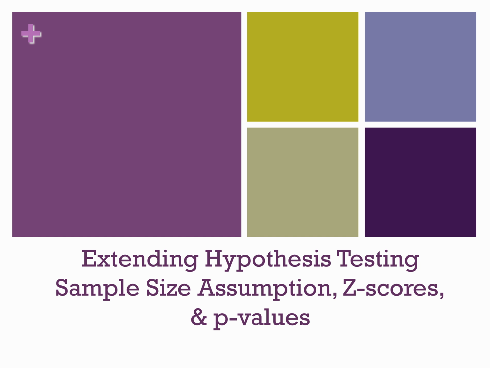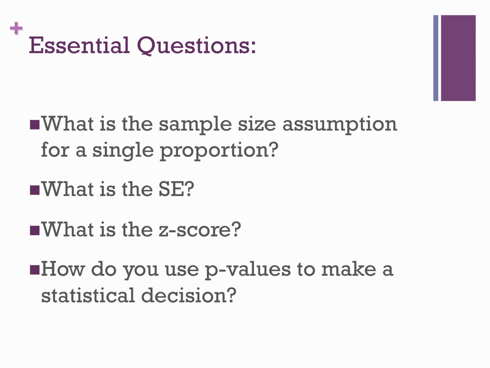Extending hypothesis testing to review sample size assumptions, introduce the z-scores, and talk more about the p-values. The essential questions are: what is the sample size assumption for a single proportion? What is the standard error, or SE, associated with that proportion? What is the z-score? And how do you use p-values to make a statistical decision?